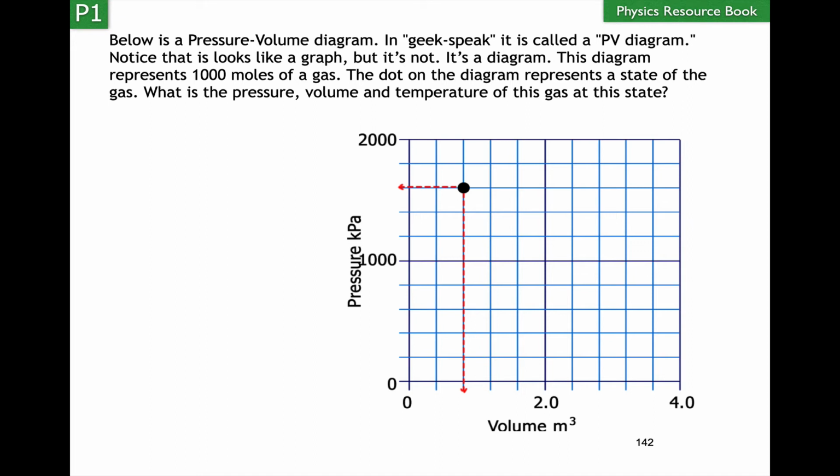Below is a pressure volume diagram. In geek speak, we call this a PV diagram. Notice that it looks like a graph, but it's not. And it's not a graph because we'll have processes on this that are not functions. So that makes it not a graph. That's why we call it a diagram.